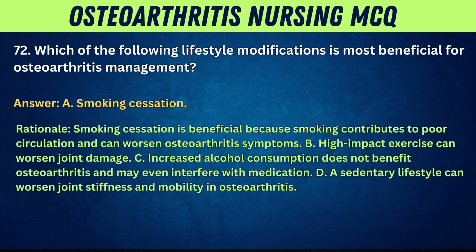B. High-impact exercise can worsen joint damage. C. Increased alcohol consumption does not benefit osteoarthritis and may even interfere with medication. D. A sedentary lifestyle can worsen joint stiffness and mobility in osteoarthritis.